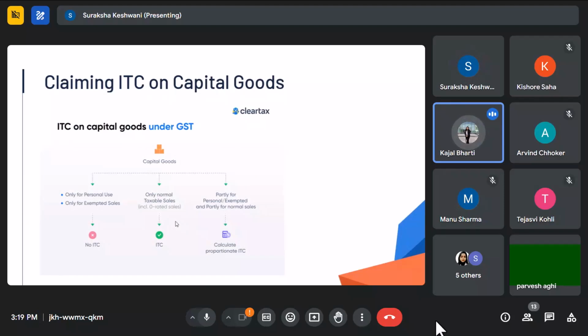Moving ahead, we'll talk about how the claiming of ITC on capital goods is taken care of. In case the good is only for personal use, there is no ITC available for it. Say a person X has purchased a fridge. Since this is not required for a business, it is only for personal use. She will not be liable to claim any ITC on the GST paid for the fridge.